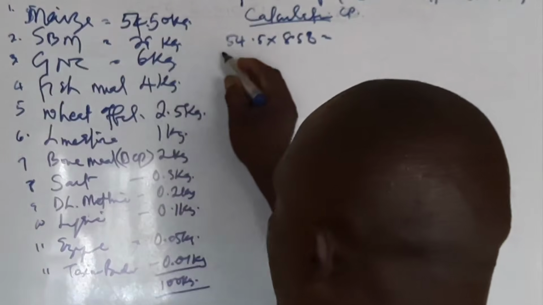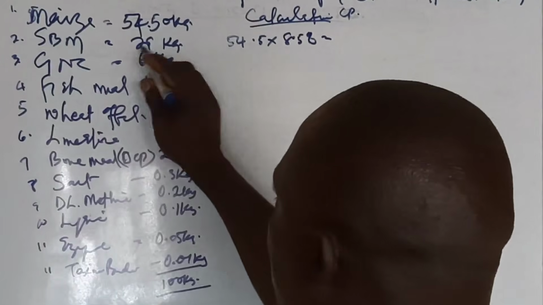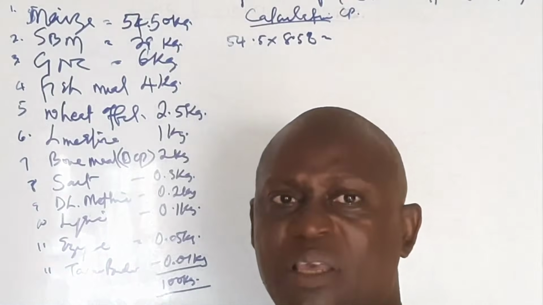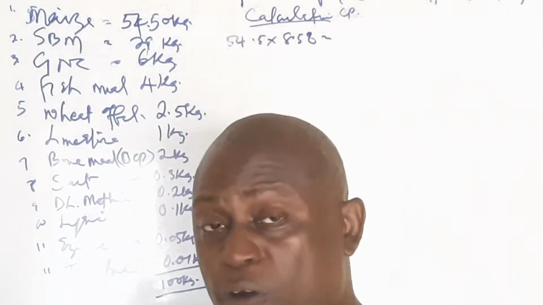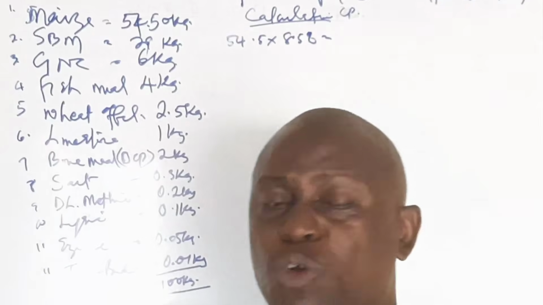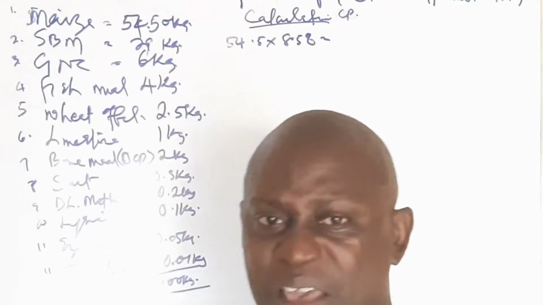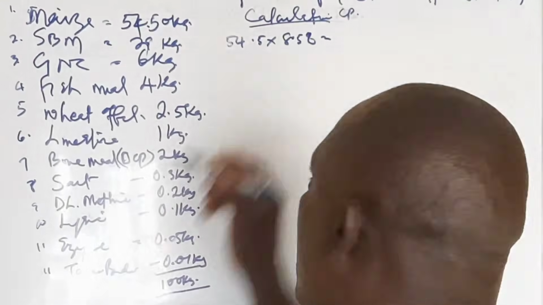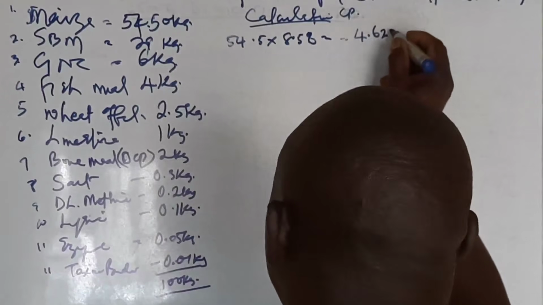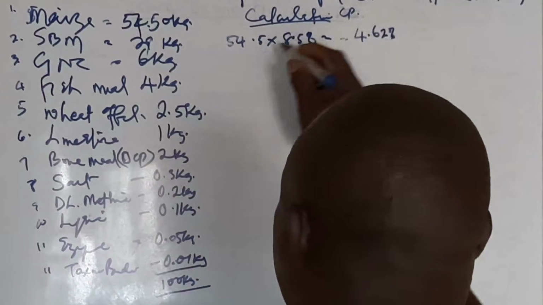This is soybean, SBM. The next one is 29. So if you check, the quantity of maize added is 54.5 times the crude protein content of maize, 8.5. That will give us about 4.62%. That's what it means.